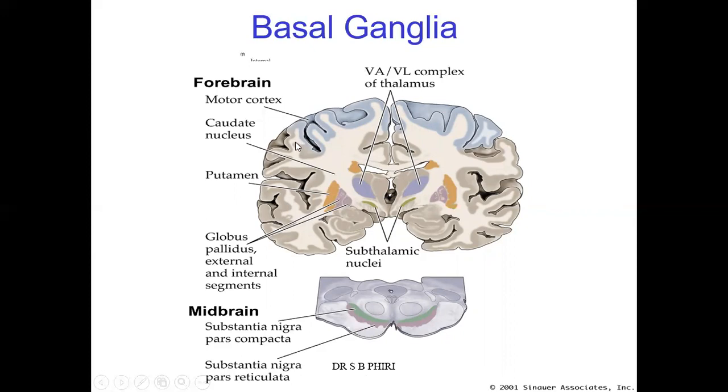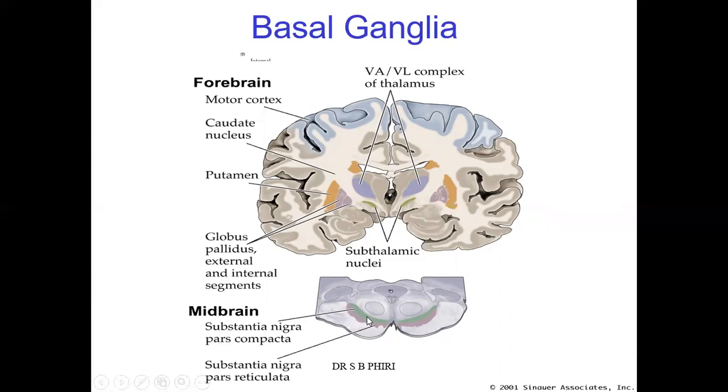So the cerebral cortex sends projections to the basal ganglia via the corpus striatum, which is a combination of the caudate nucleus and the putamen. Then down here, you can appreciate the subthalamic nuclei on both sides of the brain, subthalamic nuclei. And under there, in the midbrain, you can appreciate the substantia nigra. So it has got two parts, substantia nigra pars compacta, which has got a lot of dopaminergic neurons.